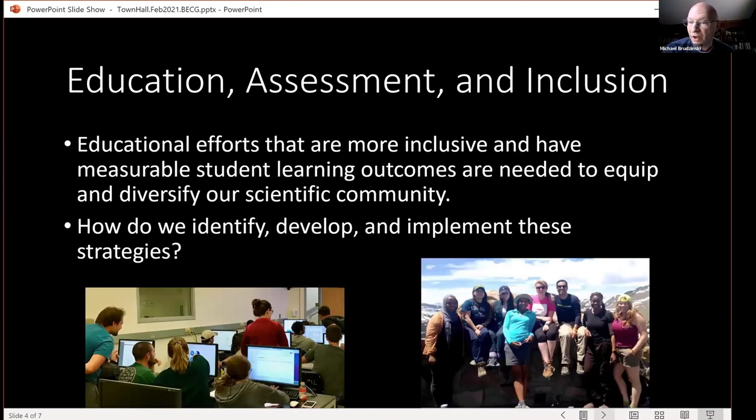I think we're all, of course, also very interested in education, but I think we want to combine that with assessment and inclusion, right? That educational efforts that are more inclusive and have measurable student learning outcomes are needed to equip and diversify our scientific community. So how do we identify, develop, and implement those strategies, right? So identifying is a key aspect, and so assessment is going to be a key component of this.